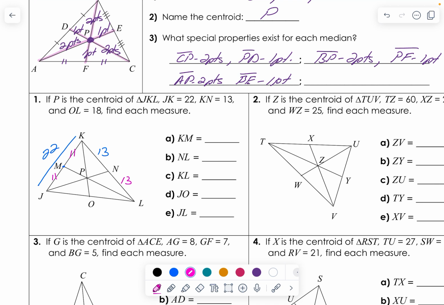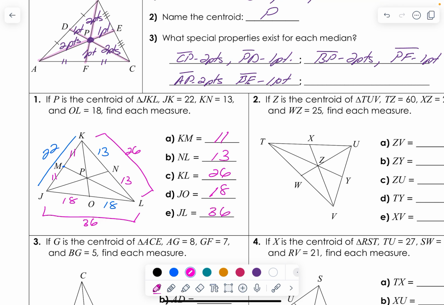The medians cut the sides in half. And then finally we're given OL is 18, which means this is also 18 because all the sides are cut in half. So filling in the blanks now, KM is 11, NL is 13, KL, this whole thing would then be 26, JO is 18, and this whole side, 18 times 2 is 36.